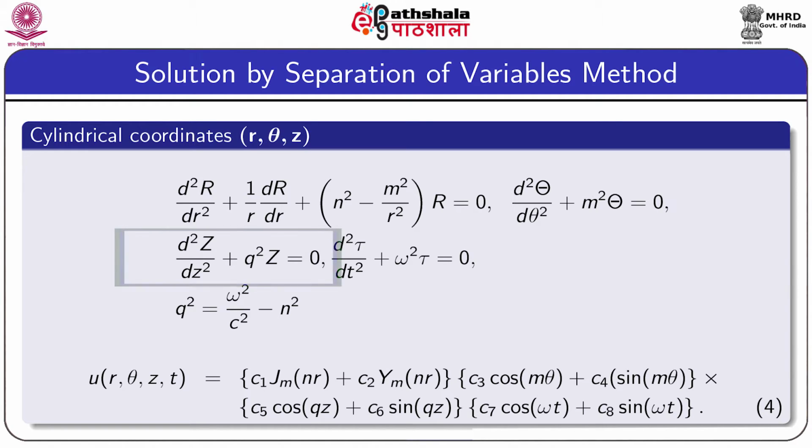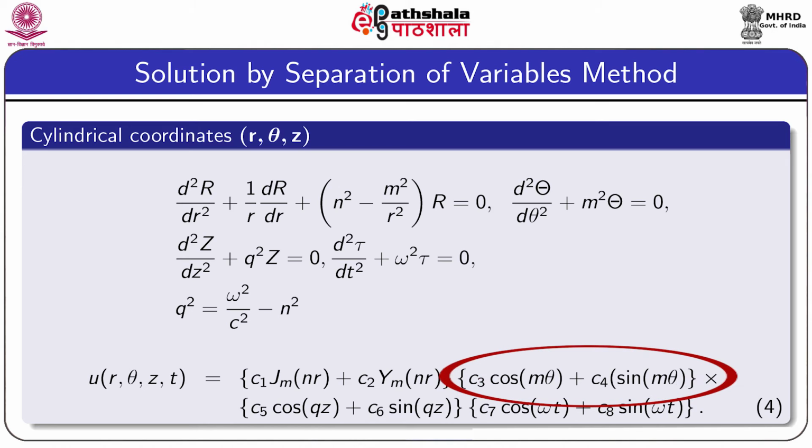Now, if you look at the Z equation, it is given by d2Z dz square plus q square Z equals 0. So, its solution is C5 cos qz plus C6 sin qz. Now, if you look at the Theta equation, its solution is again a linear combination of sine function and cosine function. So, its solution is C3 cos m theta plus C4 sin m theta.